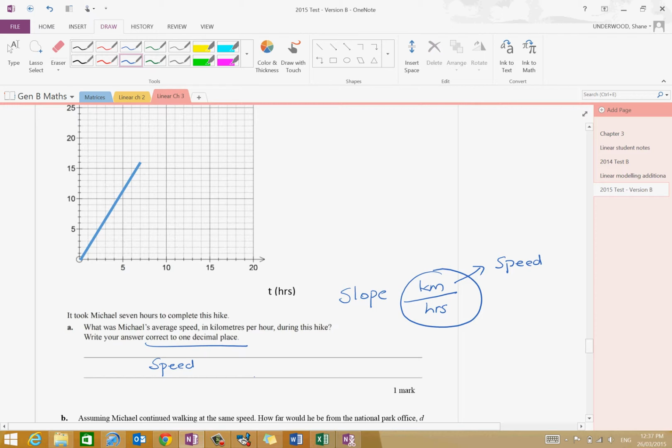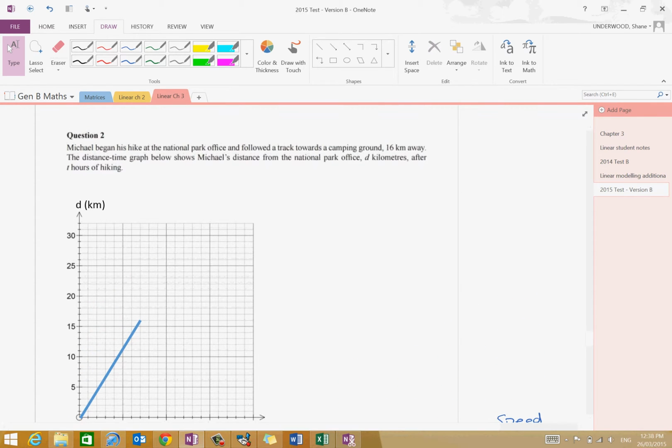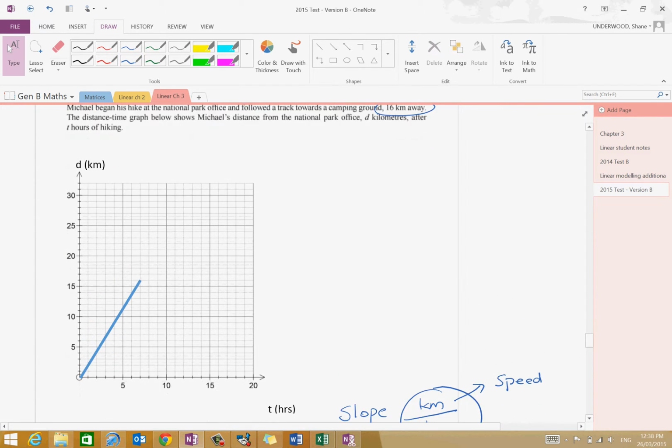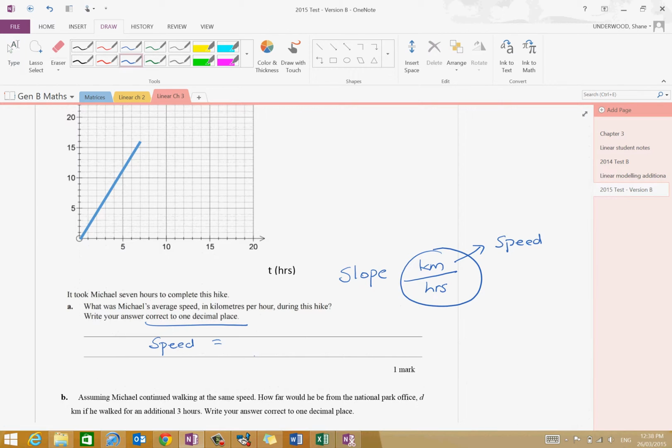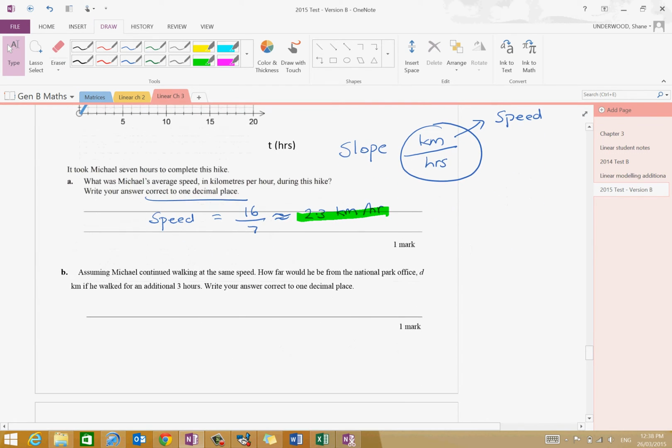A lot of you got 2.1. It goes across, it goes up 16. And it also said it in the question, 16 kilometres away. A lot of you did 15. Speed is equal to 16 over 7, which was approximately equal to 2.3 kilometres per hour. That was the only thing accepted. So you needed to get that answer of 2.3 rounded correctly. Okay, so pretty straightforward question.